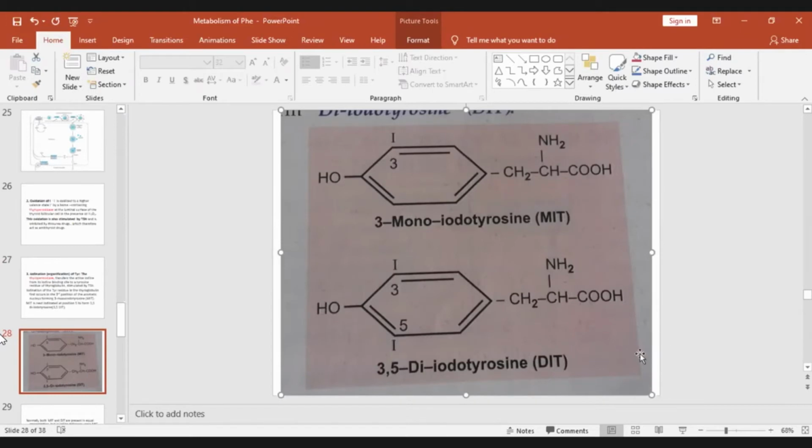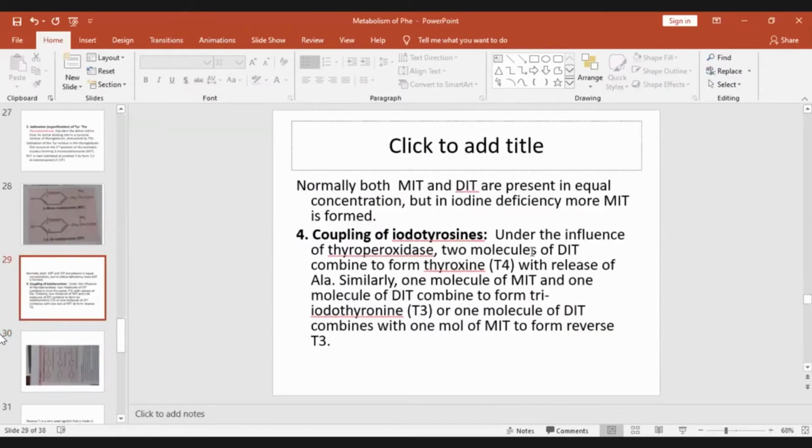This is 3,5-diiodotyrosine. Now, one monoiodotyrosine can combine with a diiodotyrosine to form triiodothyronine, or two molecules of 3,5-diiodotyrosine can combine to form tetraiodothyronine. Under the influence of thyroperoxidase, two molecules of diiodotyrosine combine to form tetraiodothyronine, or thyroxine, with the release of alanine. Similarly, one molecule of monoiodotyrosine and one molecule of diiodotyrosine combine to form triiodothyronine.